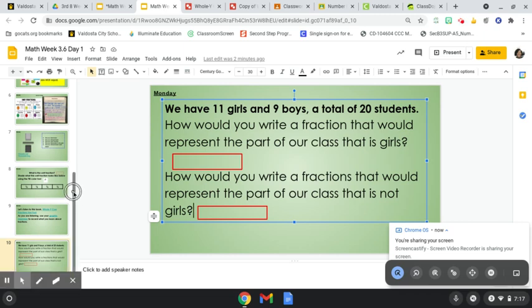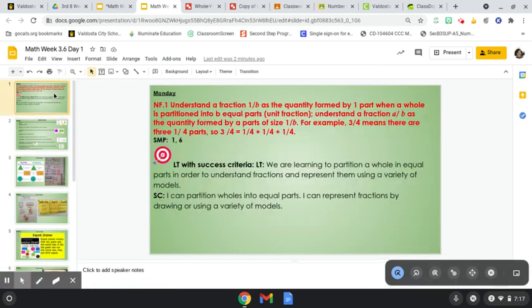Okay, so for math today, we are looking at understanding a fraction, a unit fraction actually, as the quantity formed by one part when a whole is partitioned into b, which is the denominator, equal parts, which is a unit fraction. Understand a fraction, the numerator over the denominator, as the quantity or the amount formed by a parts of size 1 over b. So I know that sounds confusing, but look at the example.